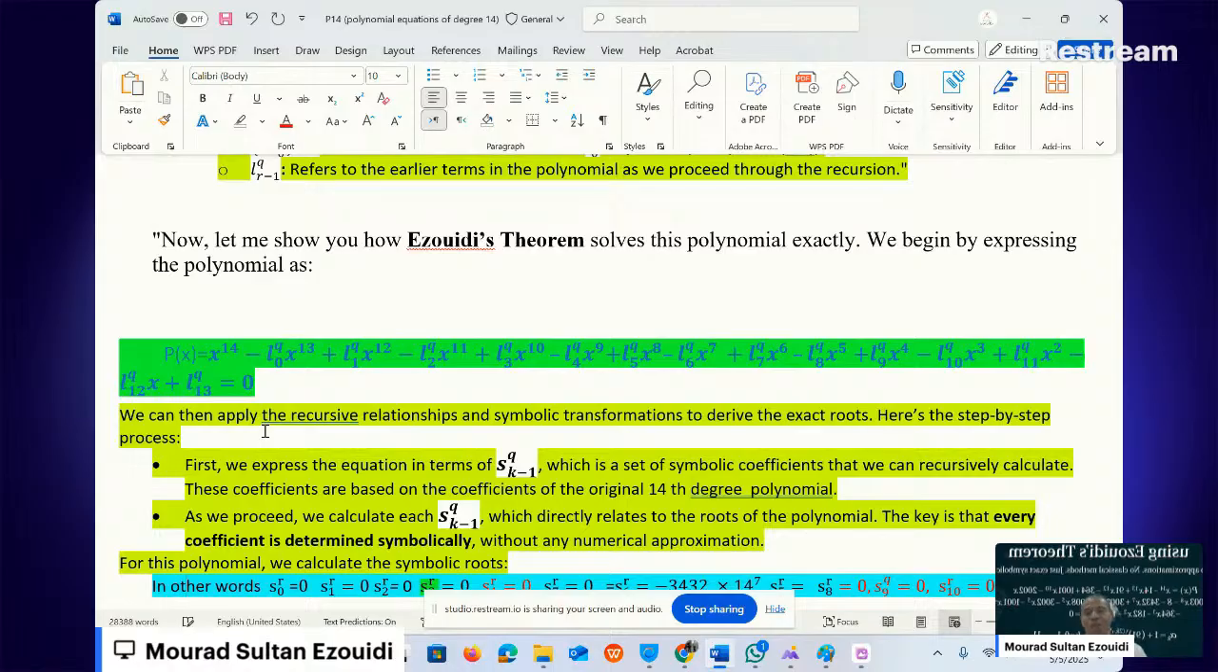Here is the step-by-step process. First of all, we express the equation in terms of S_{k-1} of the cube. S_{k-1} of the cube will give you the new 14th degree equation, which is a set of symbolic coefficients that we can recursively calculate. These coefficients are based on the coefficients of the original 14th degree equation. As we proceed, we calculate each S_{k-1} of 42 where k belongs from 0 to 13, 14 minus 1 is 13, which directly relates the roots to the roots of the polynomial.